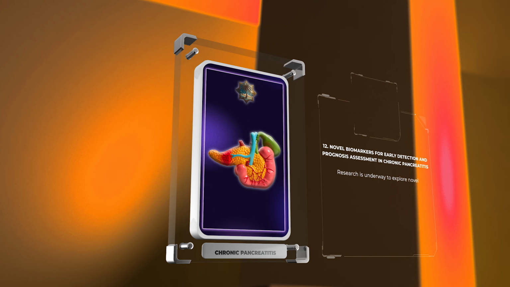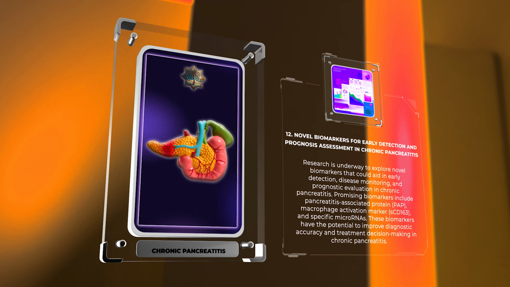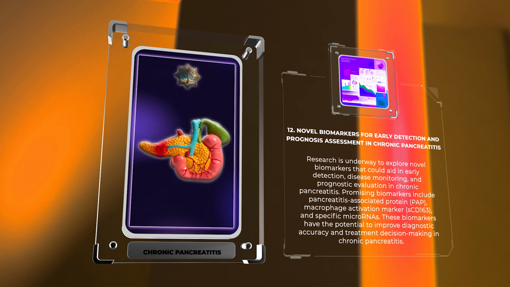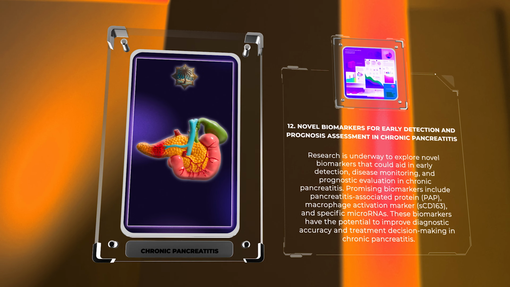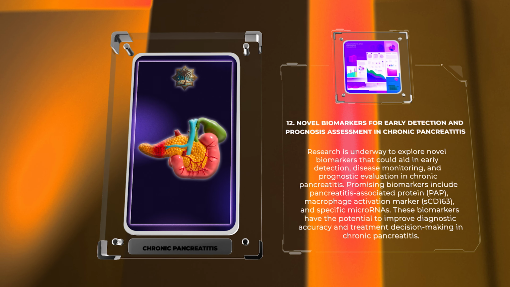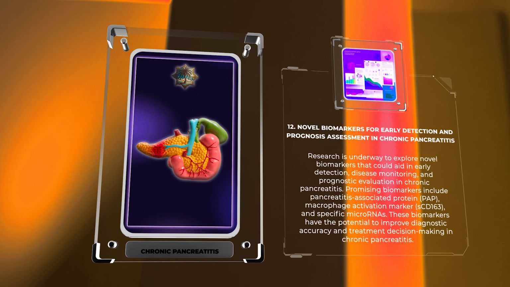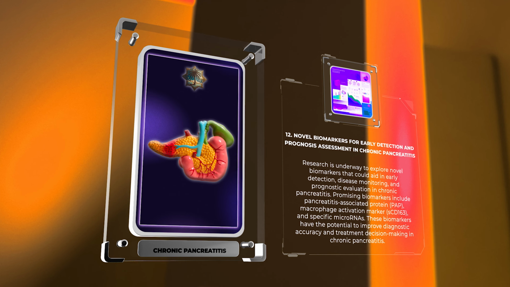Research is underway to explore novel biomarkers that could aid in early detection, disease monitoring, and prognostic evaluation in chronic pancreatitis. Promising biomarkers include pancreatitis-associated protein, PAP, macrophage activation marker, SCD163, and specific microRNAs. These biomarkers have the potential to improve diagnostic accuracy and treatment decision-making in chronic pancreatitis.